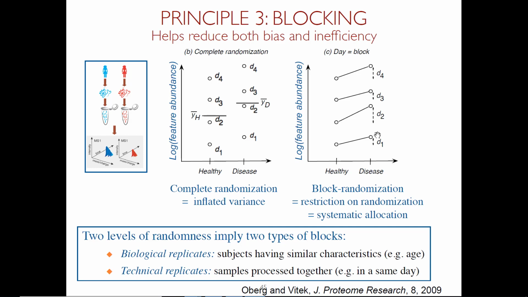And number three, you need to analyze it accordingly. Because if you compare the means, you won't have the bias, because now you ensure you have the same number of healthy and disease on every day, but you will be better off analyzing this as pairs as opposed to comparing the means. So first you need to know that you have this artifact. Second, you allocate the samples like that. And third, you analyze it like that.